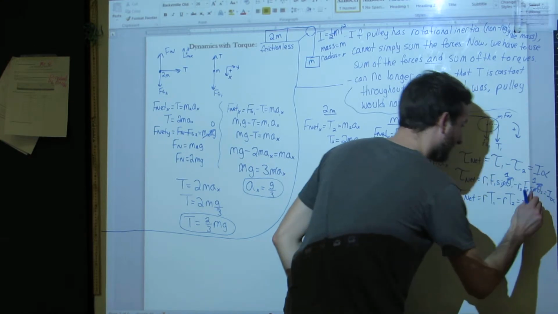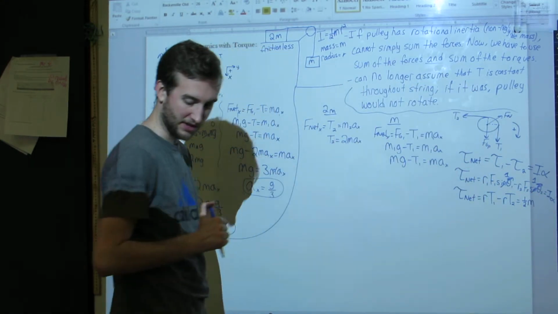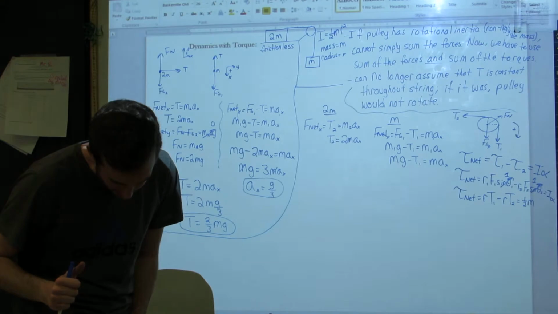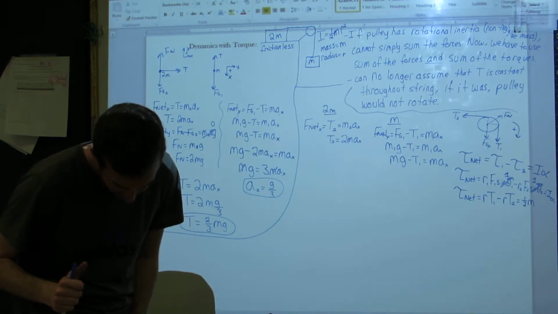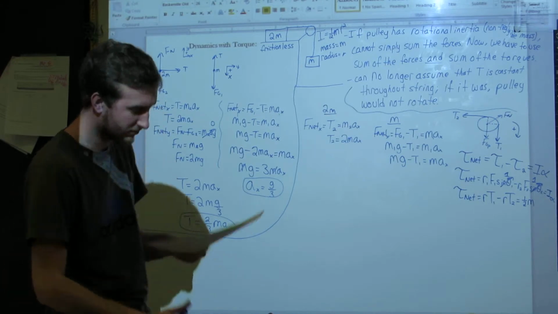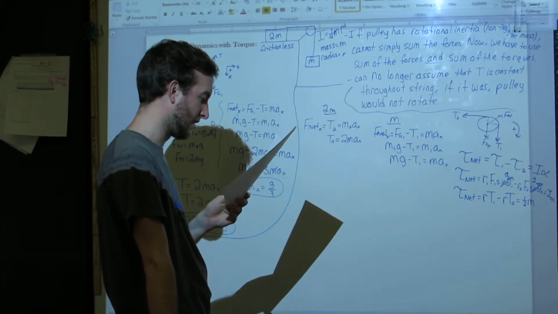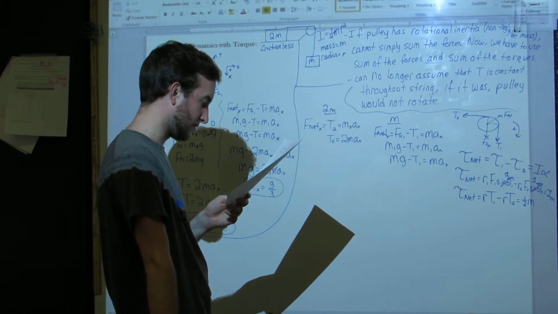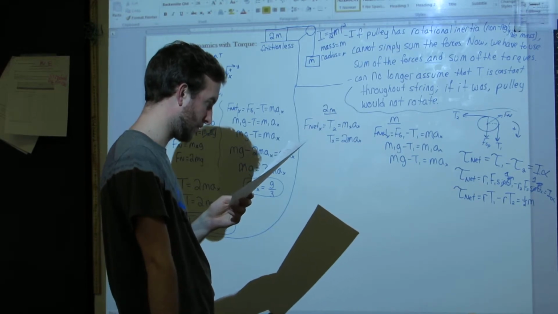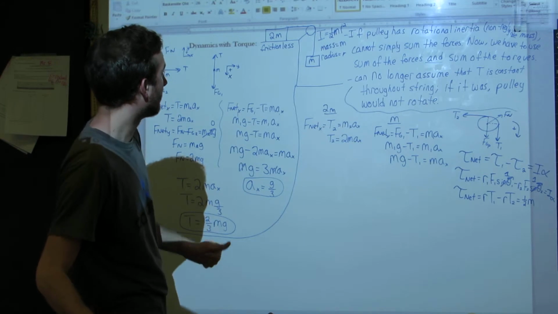1/2 m, and this is the mass of the, what is this, what did I call it? The mass of the pulley. I'm wondering if I should have changed something there. Okay. I know what I said.